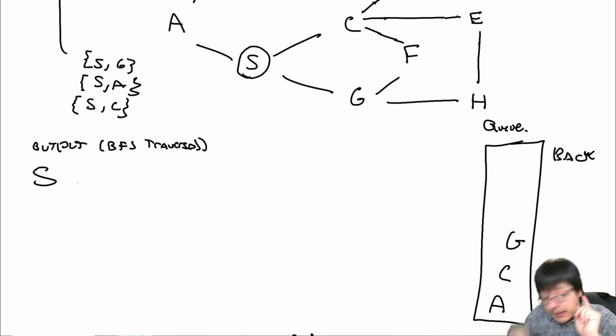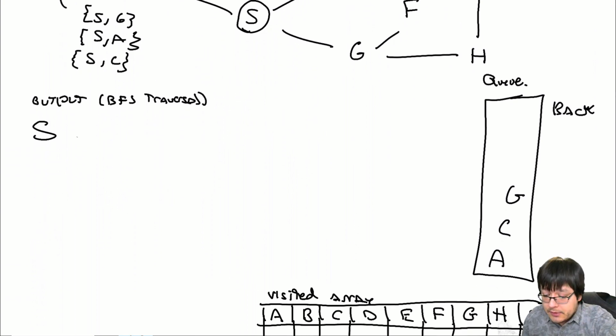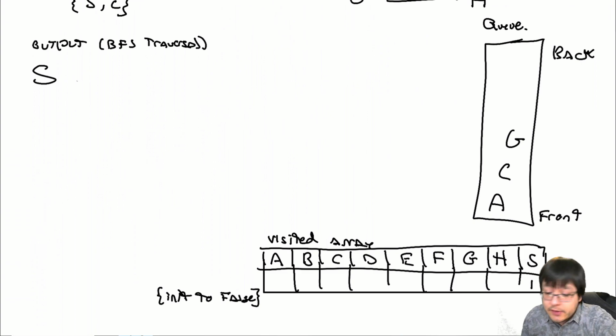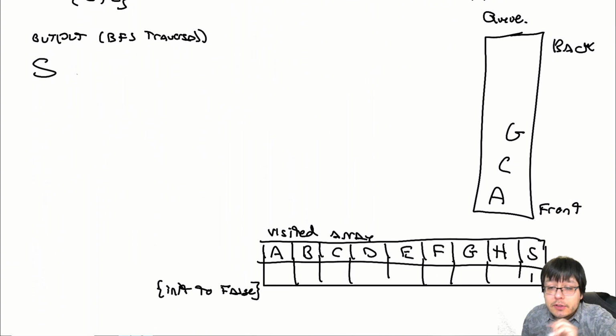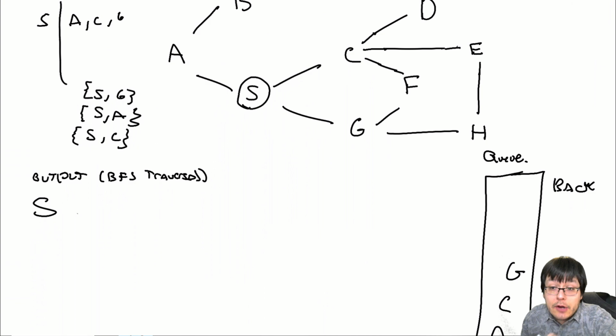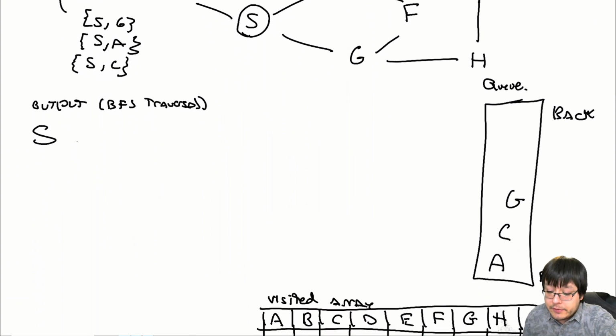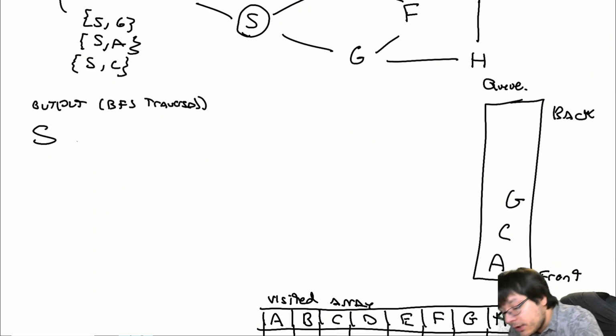After you've added them to the queue, now you can say you're done with S. Henceforth, it's marked as visited. You move on to the next thing to look at. How do you know what to look at next? You take whatever's at the front of the queue. So that's the A. So you dequeue the A.